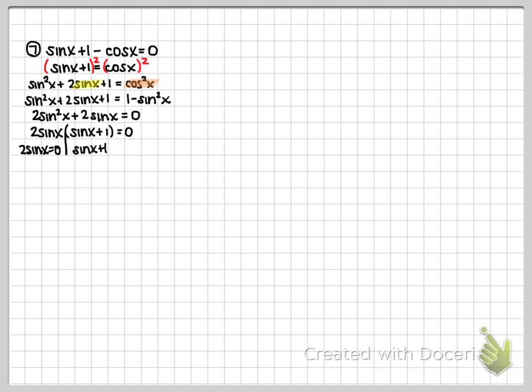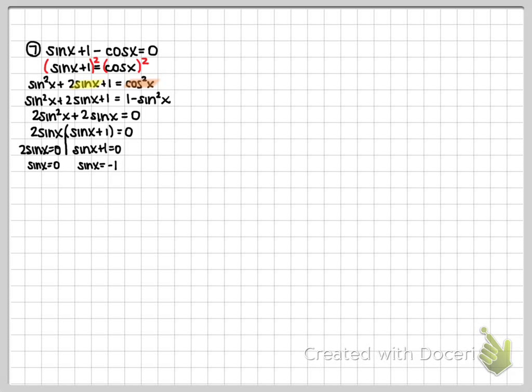So the first one, I don't really need the 2, so it looks like I'm just going to have sine x is equal to 0. That s is a little small, so let's make it a little bit bigger here. Sine x is equal to 0, and then this one on the right, it looks like sine x is going to be equal to negative 1.